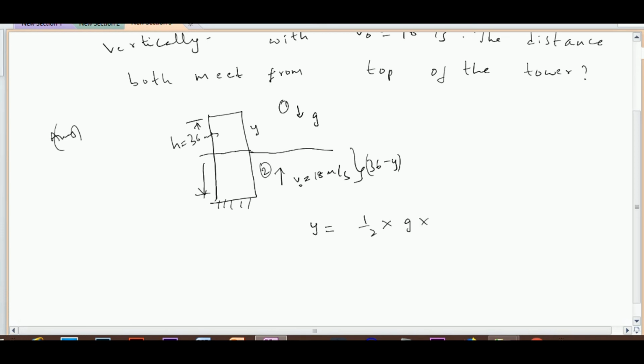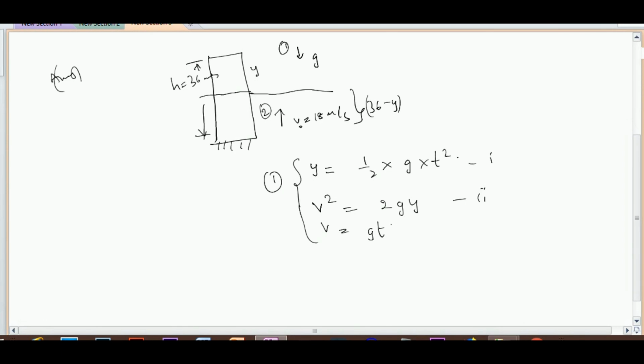So if we apply equations of motion, S is equal to ut plus half at square. For the ball which is thrown downwards, there is no initial velocity, hence y is equal to half into g into t square. And v square is equal to 2g into y, that is obtained from v square minus u square is equal to 2as, where we substitute a as g and s as y. And v is equal to gt is another equation.